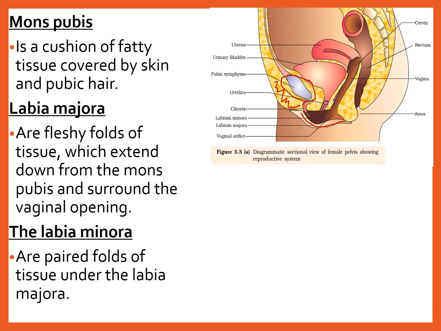Labia minora is the pair of folds of tissue which is under the labia majora. So labia minora is the smaller lips which are there under the labia majora.